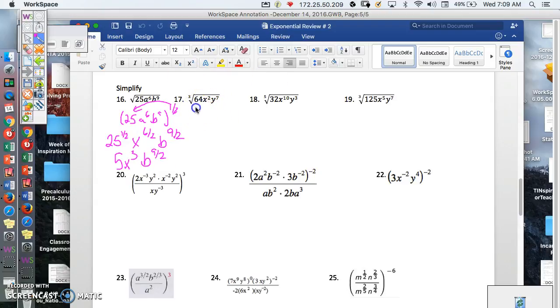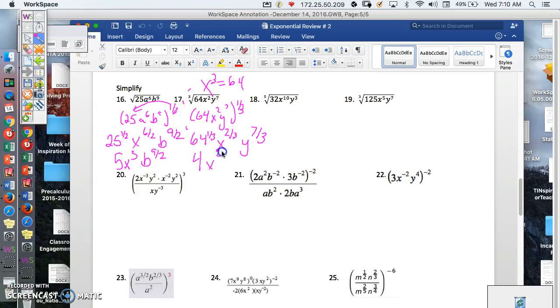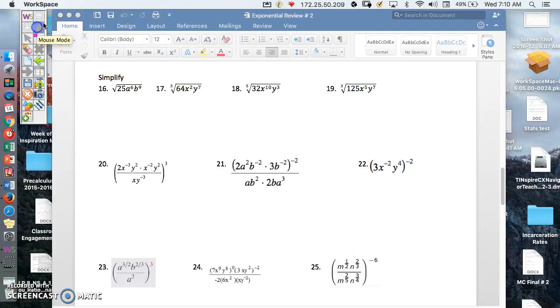This next one here, well, that's to the 1/3 power. So we distribute, so 64 to the 1/3, x to the 2/3, y to the 7/3. And we're thinking what number cubed gives you 64? So we have 4x to the 2/3, y to the 7/3. So why don't you try these next two and then check them on the answer key.